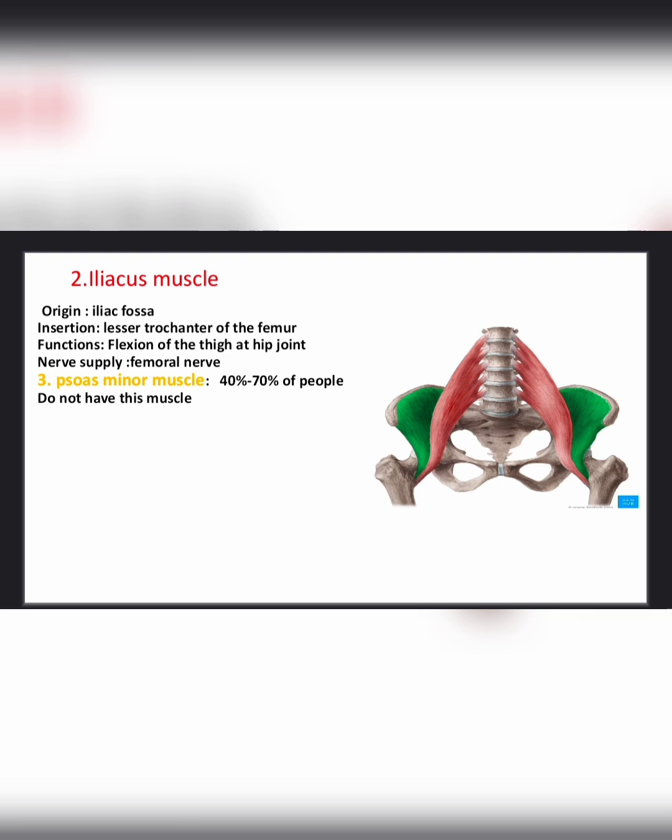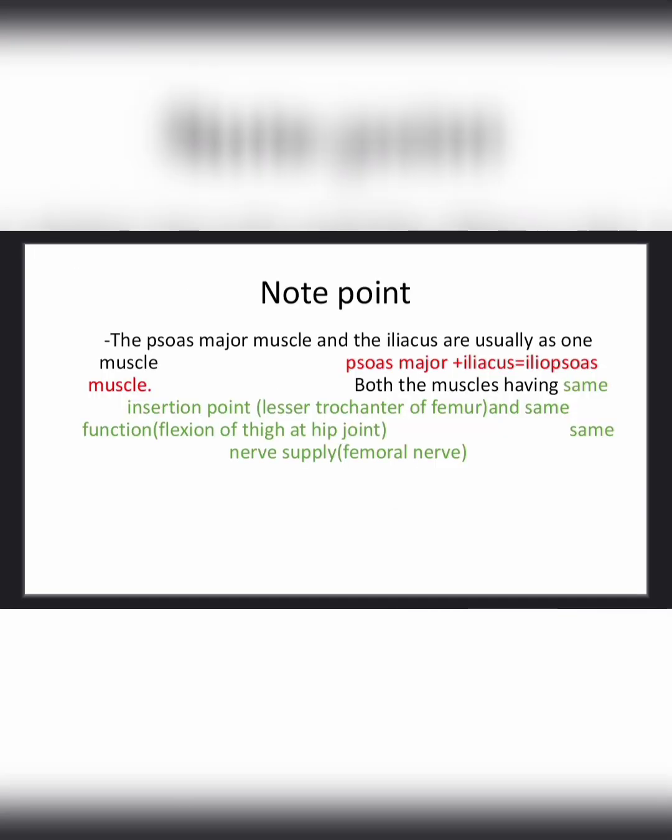Third muscle is psoas minor muscle. 40 to 70% of people do not have this muscle. When present, the psoas minor lies anterior to the psoas major muscle and assists in weak flexion of the trunk. So this completes the anterior hip muscles, that is psoas major, iliacus and psoas minor. This is for exam purpose for studying only.